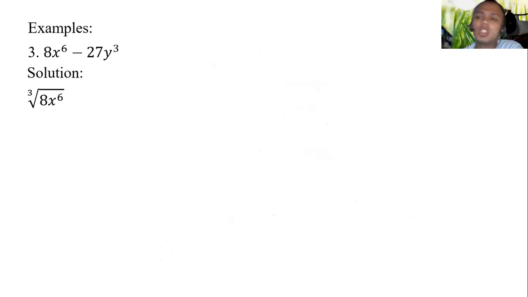For x raised to 6 naman, when we get the cube root, it means the exponent here, 6, we divide by 3. So 6 divided by 3, we have 2. So we have 2x squared here. Okay? The next, 27.